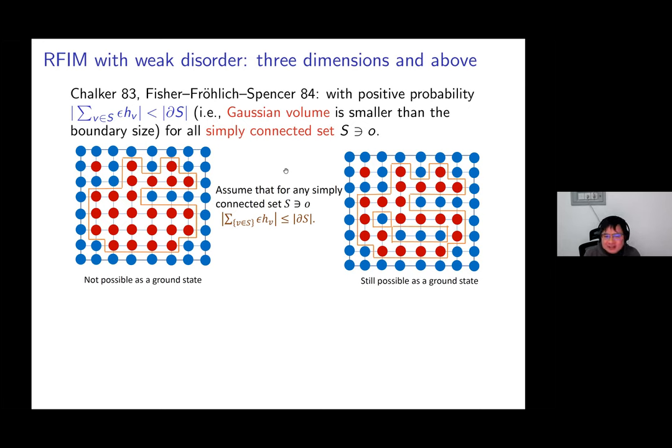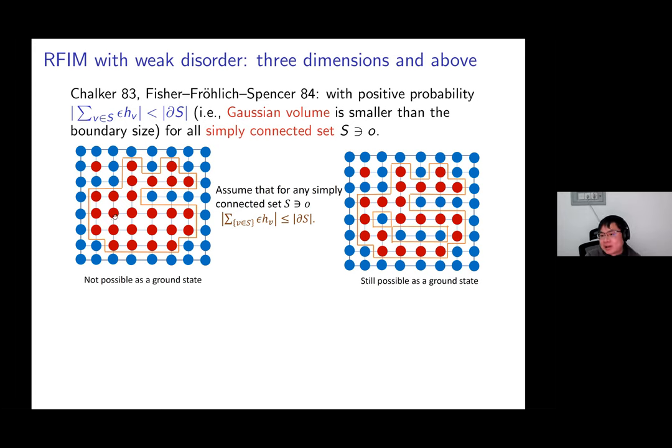Well, actually, Tom is in the audience. Their result is formulated in a slightly different manner, but this is a reformulation of the result. From this, suppose we are just interested in zero temperature, then we can exclude the ground state on the left-hand side, where the origin disagrees with the boundary, and also the minus component is a simply connected set.